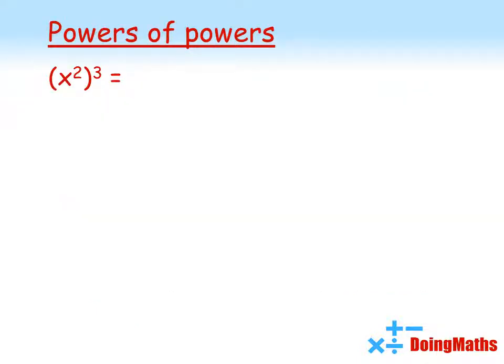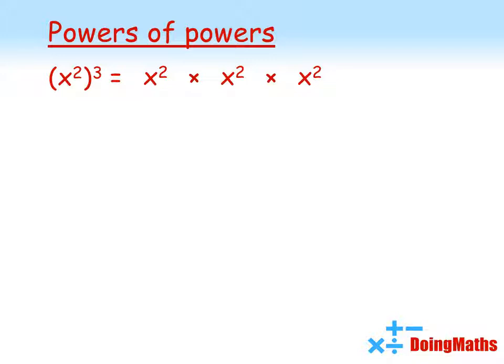Let's look now at what happens if you take a power of a power. In this example, we're going to take x squared and we're then going to cube it. So let's try and break this down again. So x squared all cubed just means we've got x squared times by x squared times by x squared. Cubed means we've got it on the page 3 times.